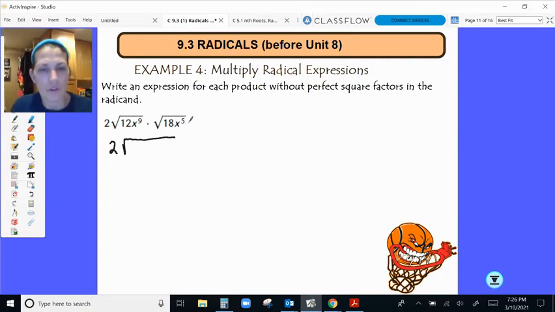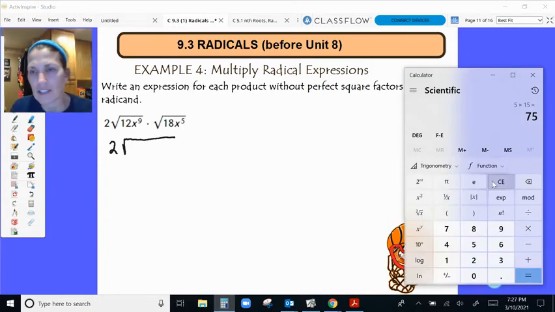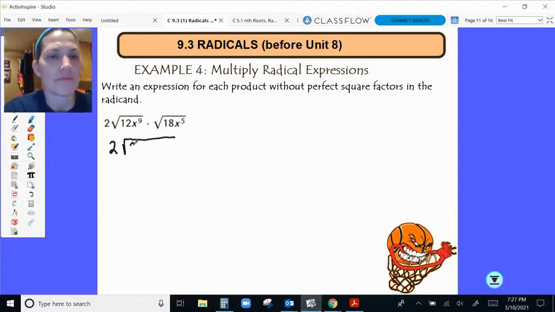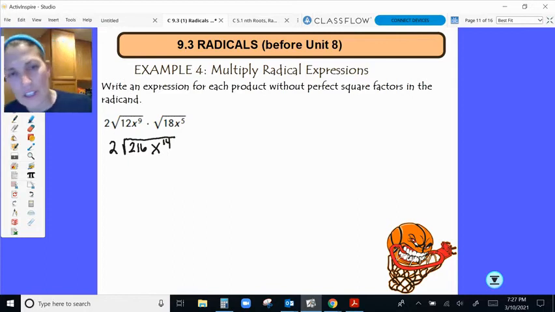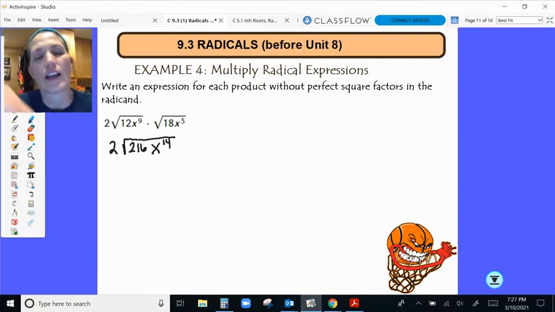Okay? And then we're going to take our 12 times 18. All right? 12 times 18 here is 216. X squared times x to the 5th, we're going to add those powers. So 9 plus 5 is going to be the 14th power. Okay. Now those are two numbers there. Let's see. X to the 14th is a perfect square. I don't know if 216 is. I don't think it is. Okay. So let's say I don't know what a perfect square factor is for 216. So this time I'm going to do a factor tree.